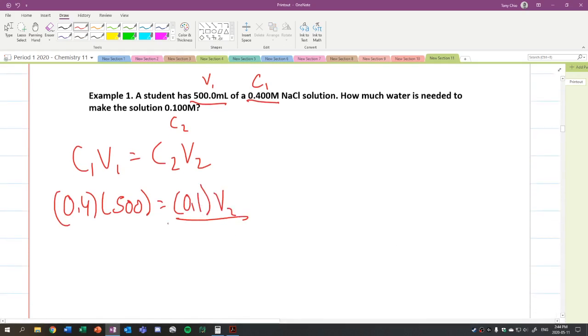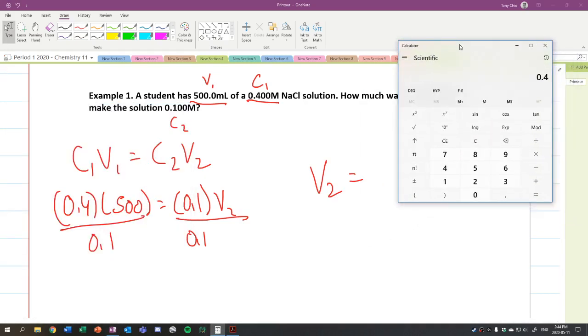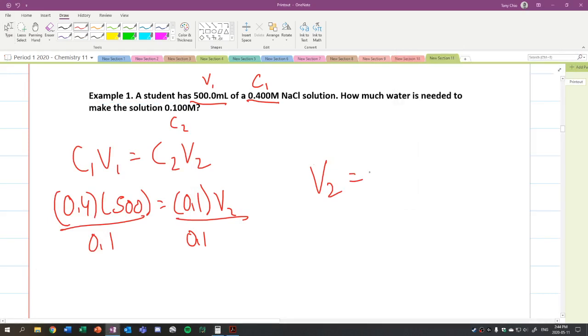To solve, we just divide both sides by 0.1. And what we're going to get is V2 is equal to, if we punch our calculator, 0.4 times 500 divided by 0.1, we're going to get 2,000 milliliters. To the correct number of sig figs, this will be 2.00 times 10 to the 3 milliliters. We're going to need that much water total.